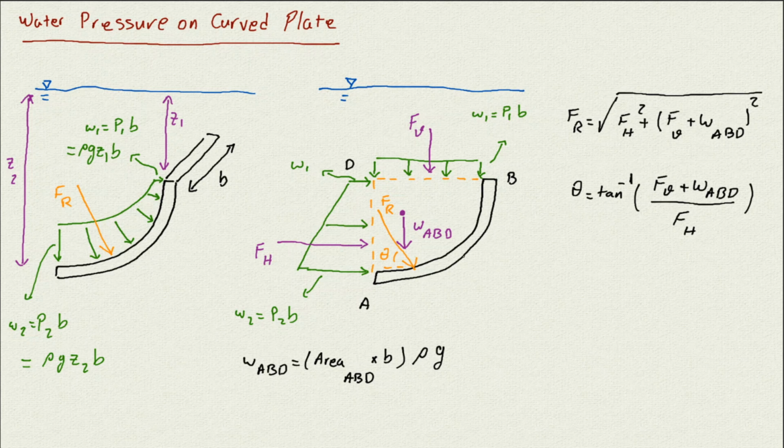And if you want to find the location of that, the way we will do that is that we will do it in two steps. In one step, we calculate the moment created by FH plus the moment created by FV plus the moment created by the weight of the water above the gate.